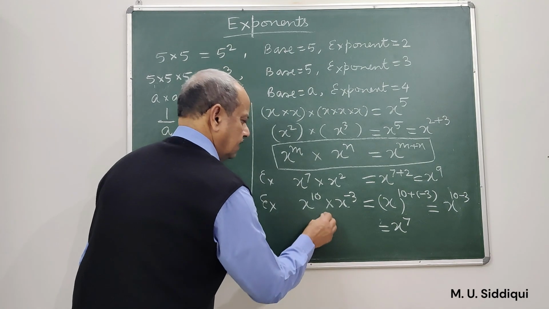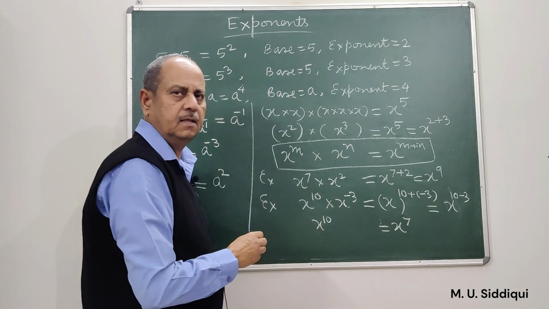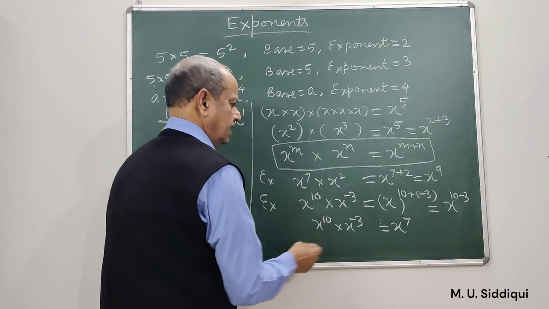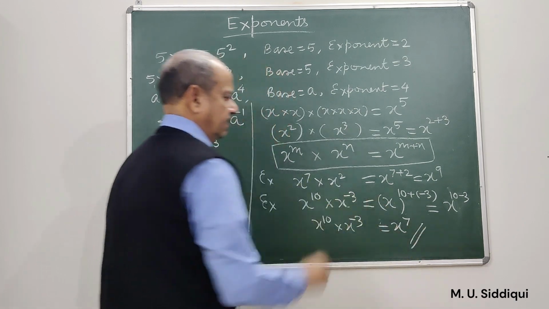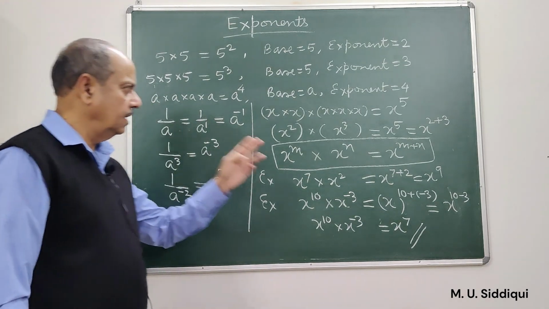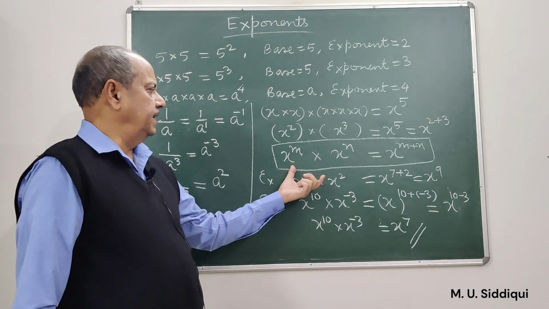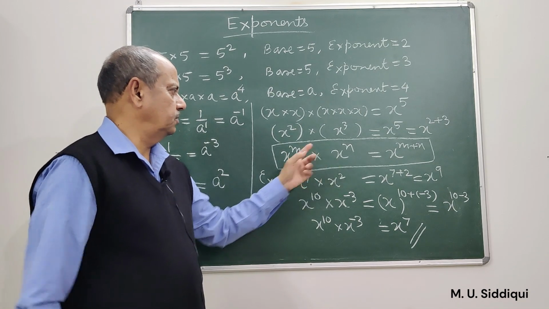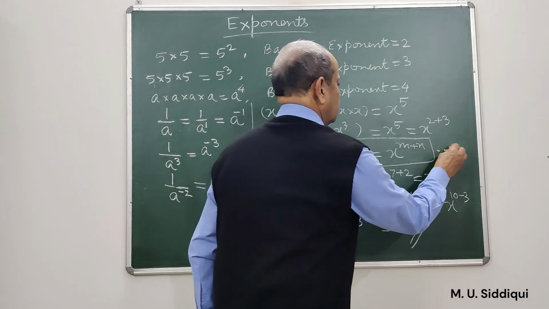So you obtain x to power 10 multiplied by x to power minus 3, and this becomes x to power 7. That is the final result. So this is the formula for product of two quantities when the bases are same and they have certain powers. So this is your first result, first formula.